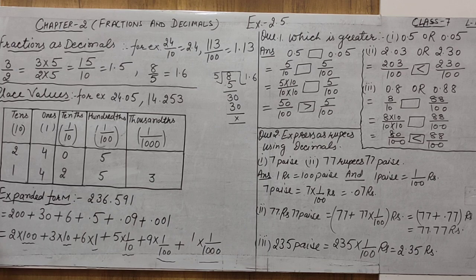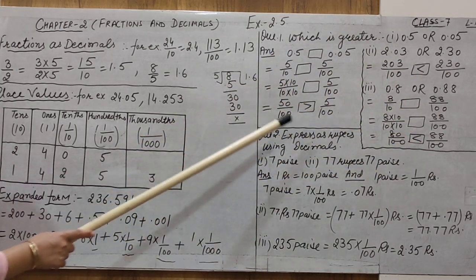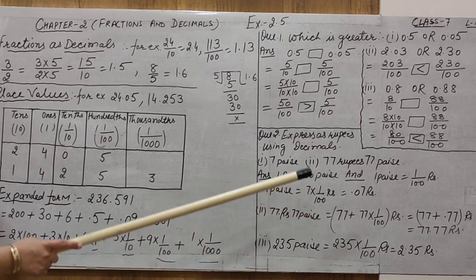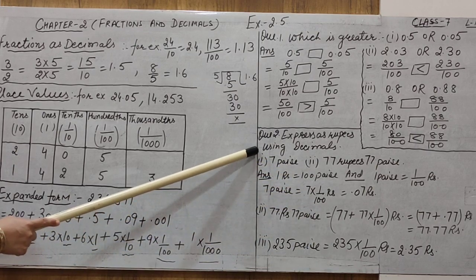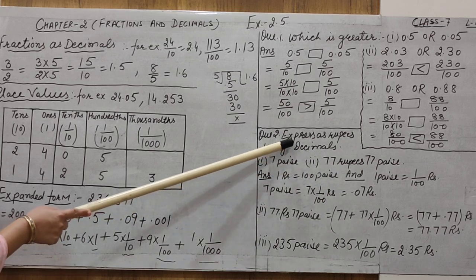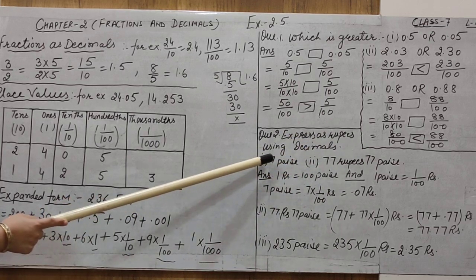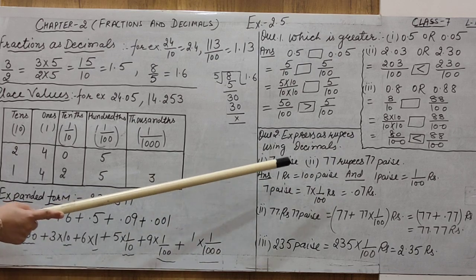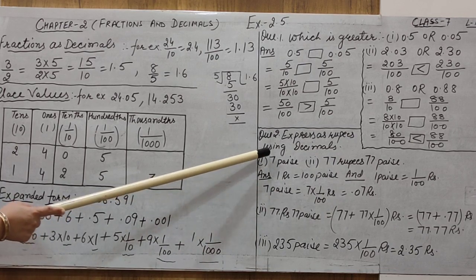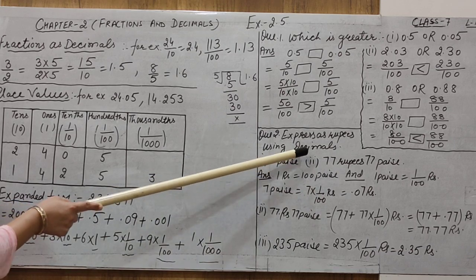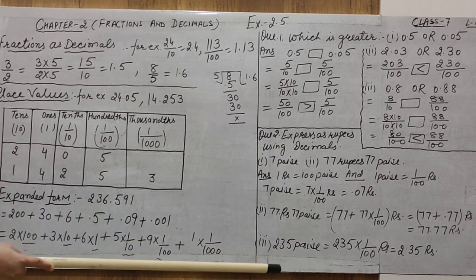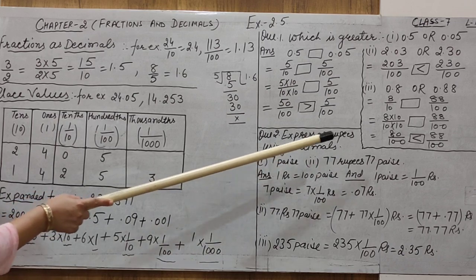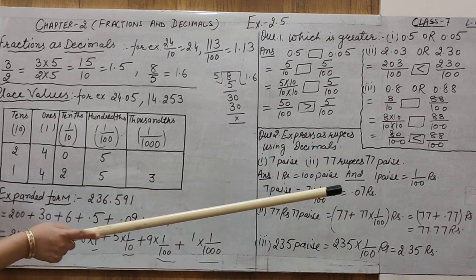Alright, I thought you understand from these three examples how you can do question number 1. Other parts you have to do by yourself. Now question number 2 of exercise 2.5 is express as rupees using decimals. How we can change the units of the different numbers using decimals. Alright. Now basically decimal is used to convert the units of the number.